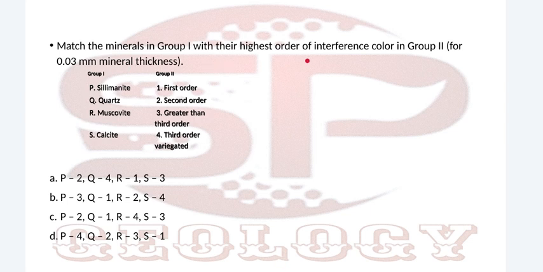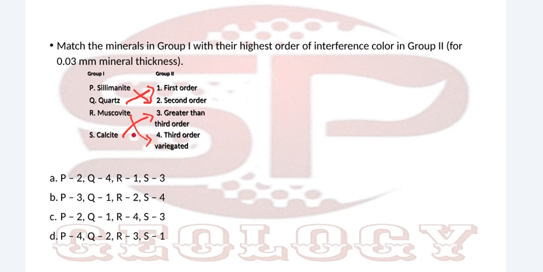Match the following mineral groups with the highest order interference color for 0.03 mm mineral thickness. Here you remember, quartz always shows first order. Then sillimanite shows second order. Then muscovite shows third order, and calcite will show greater than third order.